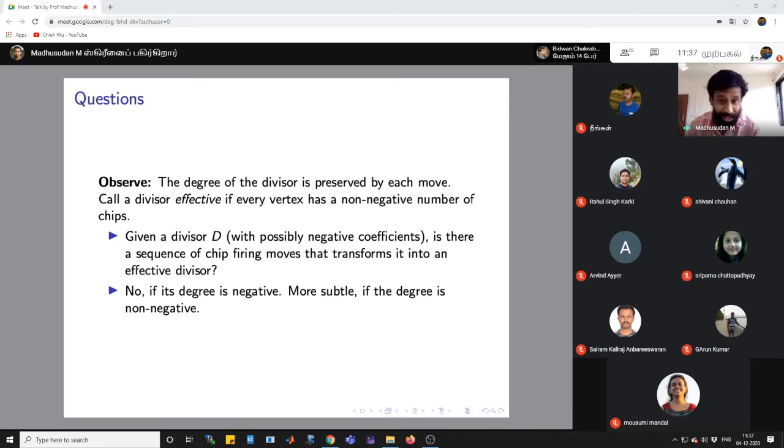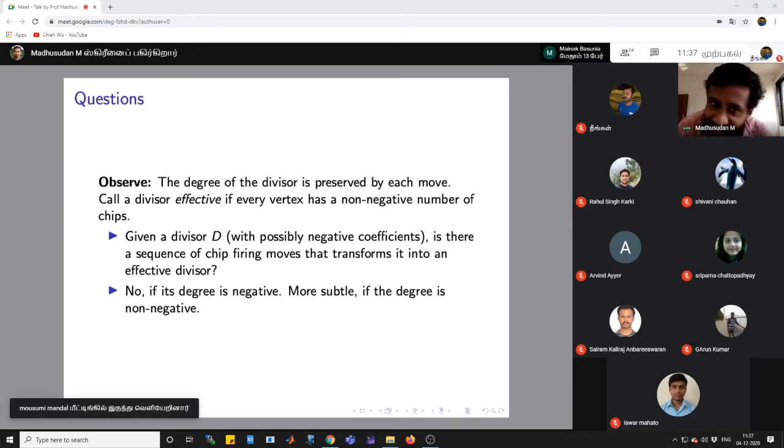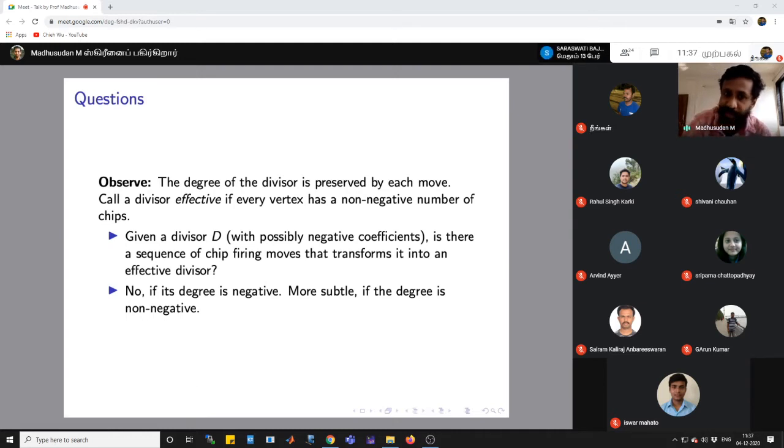But on the other hand, your divisor could have non-negative degree, and then there are subtleties. The converse is more subtle. It's not true in general. If the divisor has non-negative degree, you can find examples where you still cannot transform it into an effective divisor via a sequence of chip firings. So just because it has non-negative degree does not suffice. This is generally a subtle question, and it motivates quite a bit of research in this topic.